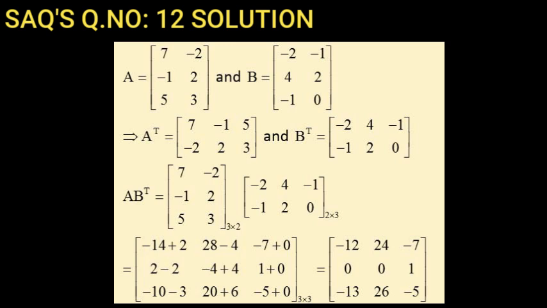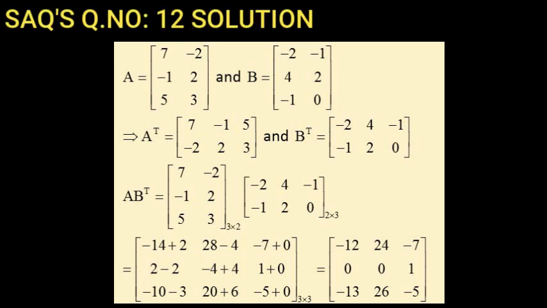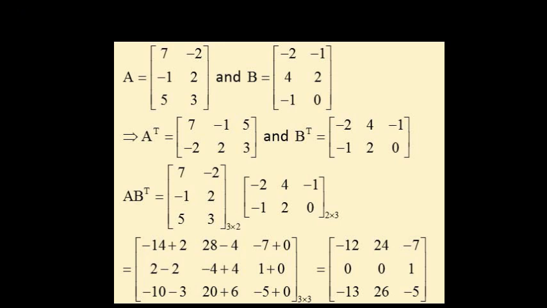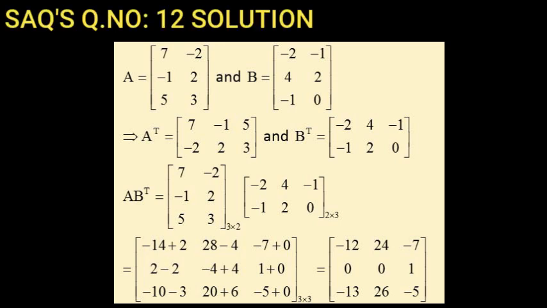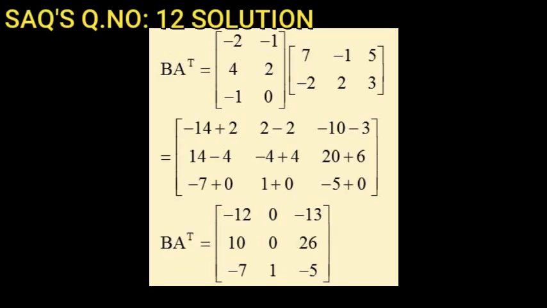Similarly, multiply the second row with the first column for the first element, the second column for the second element, and the third column for the third element. Next, multiply the third row with the first, second, and third columns. We get the matrix [-12, 24, -7; 0, 0, 1; -13, 26, -5]. Similarly, we find BA dash. A dash means A transpose.